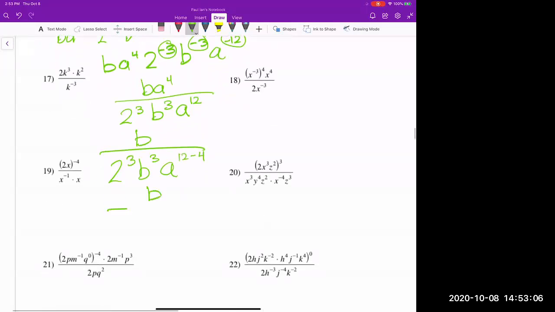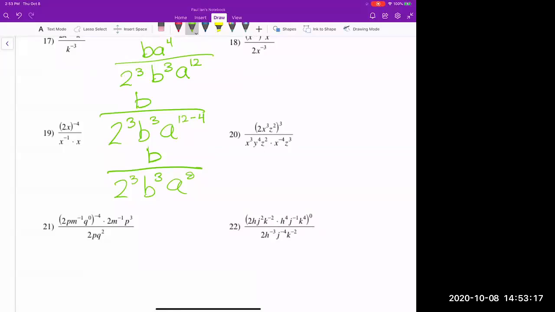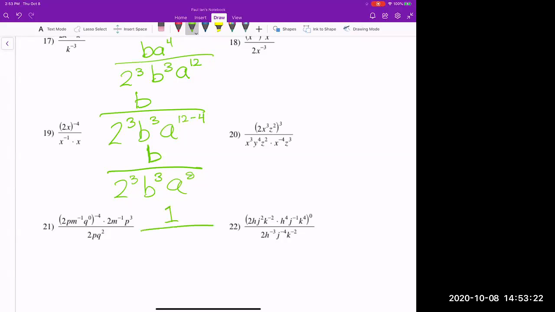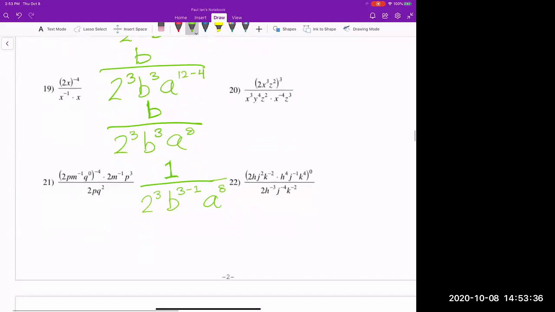Okay, let me do the arithmetic. 2 cubed B cubed A, that's 8. What's next? 3 minus 1 for the B. Yep, and so there's nothing on the top now, right? Yeah. So 3. Yeah, don't forget to put the 1 when there's nothing there. So 2 cubed B to the 3 minus 1, A to the 8. So doing the arithmetic, 1 over 2 cubed B to the 3 minus 1, which is 2 squared, A to the 8th.